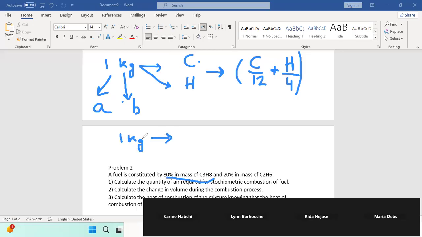So in total, the number of kilomoles present in 1 kilogram of our fuel is just the number of kilomoles A of C3H8 plus the number of kilomoles of C2H6. So we just have to do A plus B, and add to it the number of kilomoles of O2 required, which is C over 12 plus H over 4. Now, concerning the products, we have CO2 and H2O, okay?